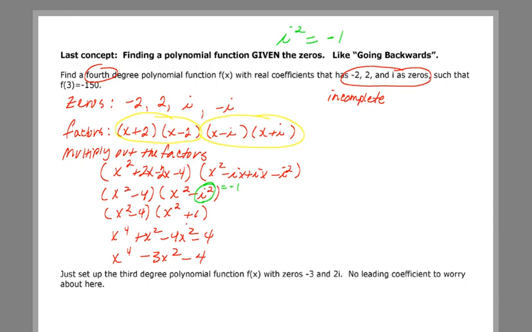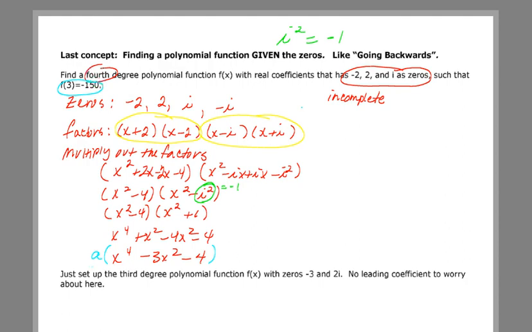Now if they didn't have this part here that I'm circling, we would be done. But whenever they give you such that, in this case f of 3 is equal to negative 150, that means they want us to find a coefficient of a. Otherwise, we would be done. Let me show you how we're going to set it up to use the f of 3 equal negative 150 to find this front coefficient, this leading coefficient a.